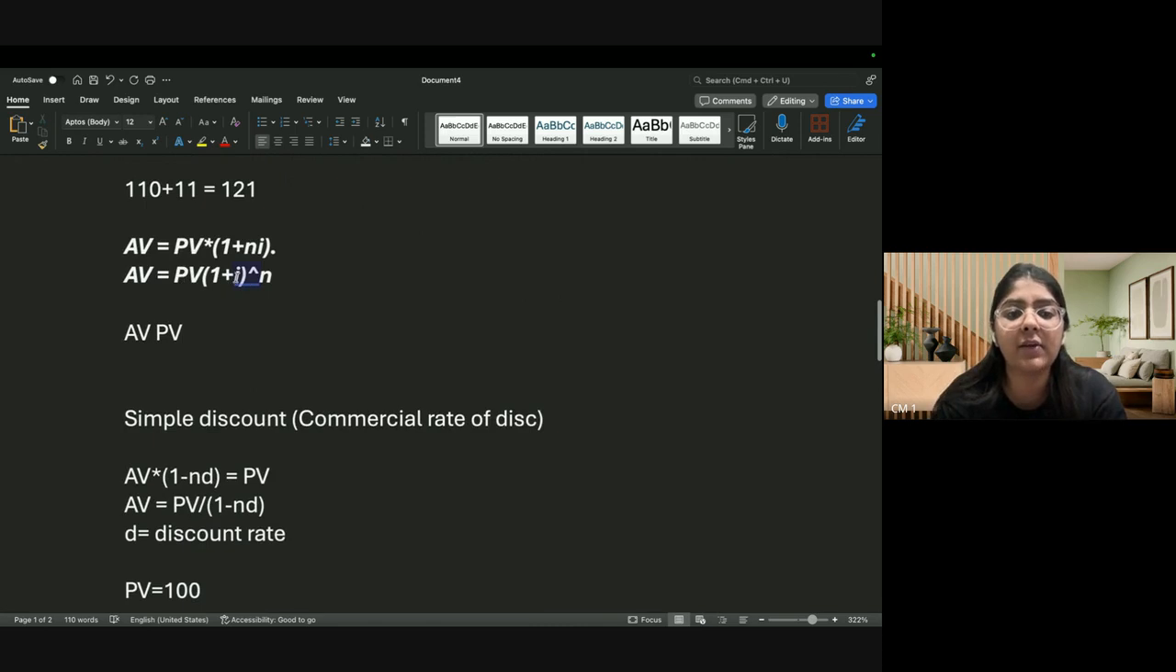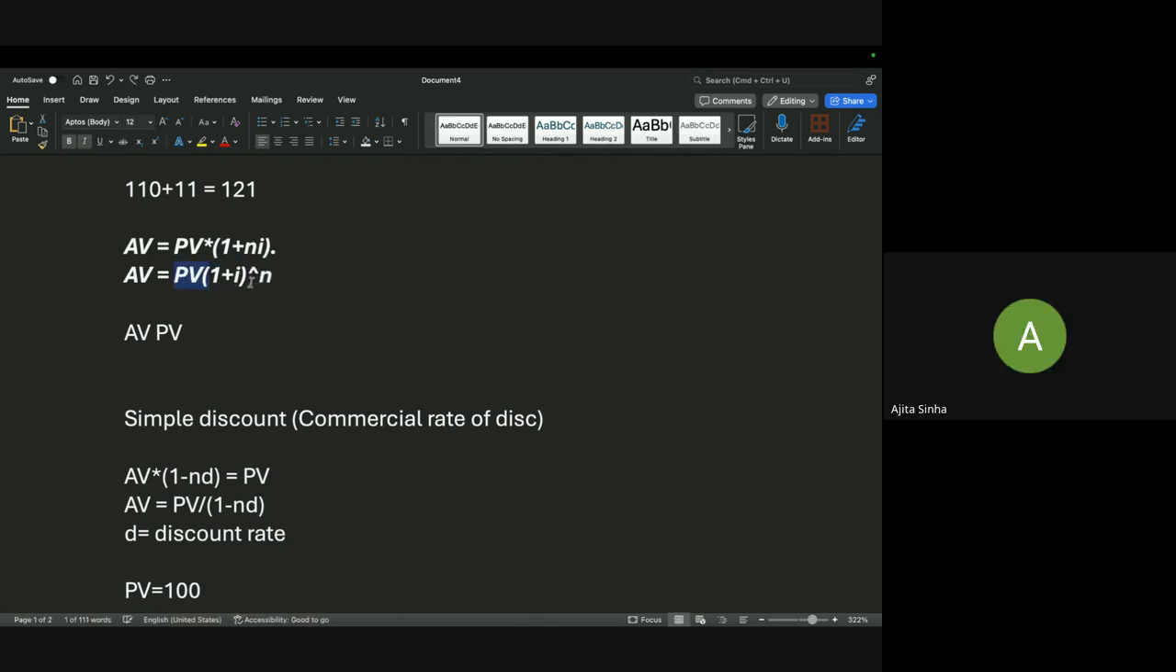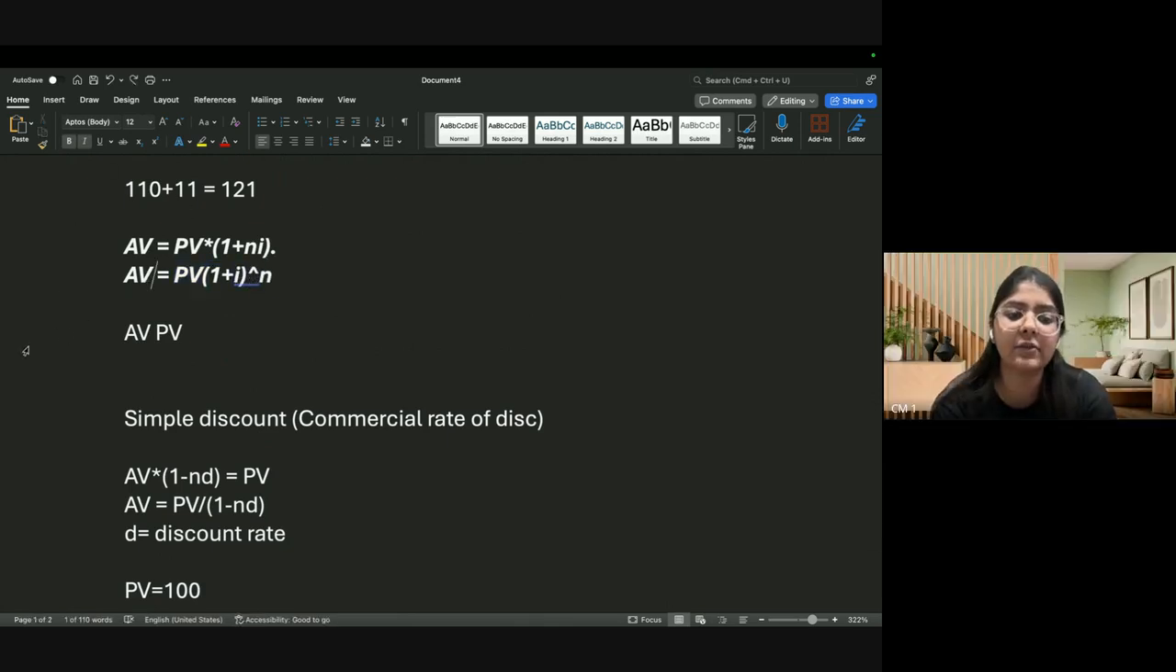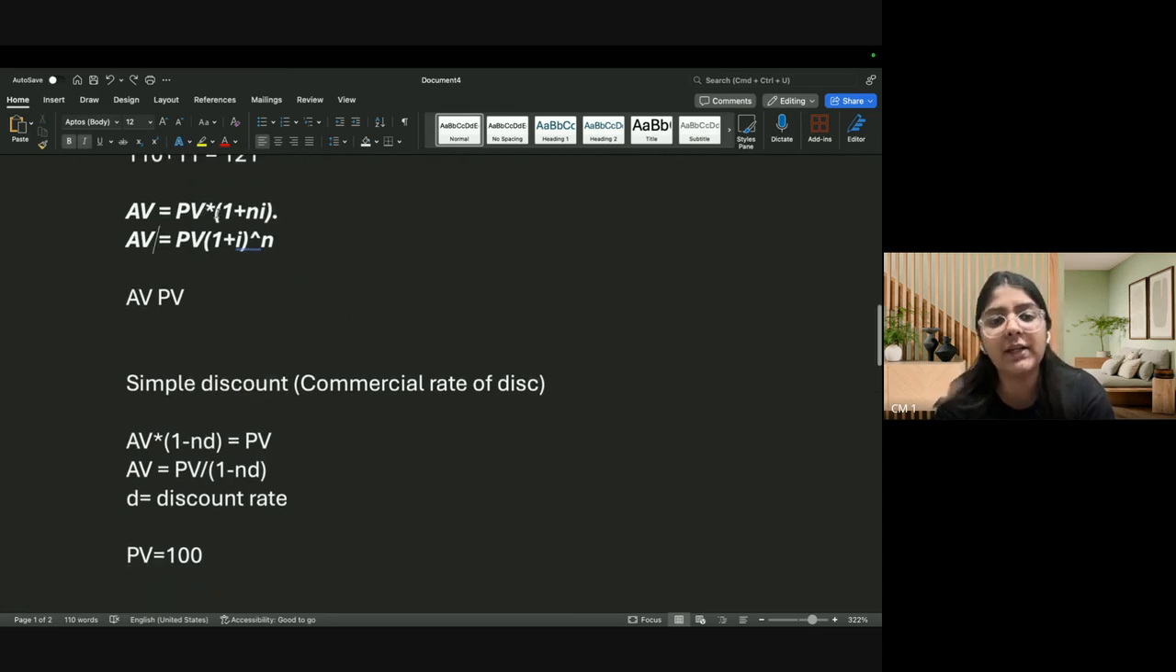Similarly, if they have given you a rate of interest, you can also calculate the present value without knowing the rate of discount. You can take this entire thing to the left side, to the right hand side as a division. So you can calculate AV and PV given I or D, anything. Understood?